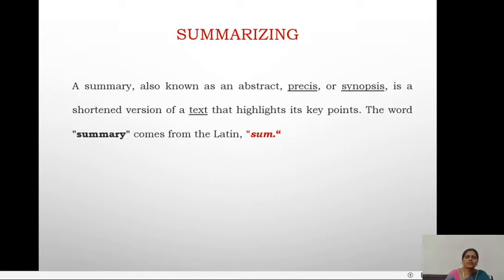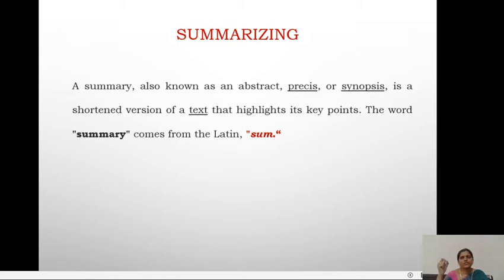It is a shortened version of a text that highlights its key points. Means, if you take a lengthy text, once you go through the text, you try to understand what is given in the text, and then you try to put in your own words what it is all about. When you are putting in your own words, you just make it concise, and only the main points of the text we try to make a note of. So that shortened version of a text is called a summary.